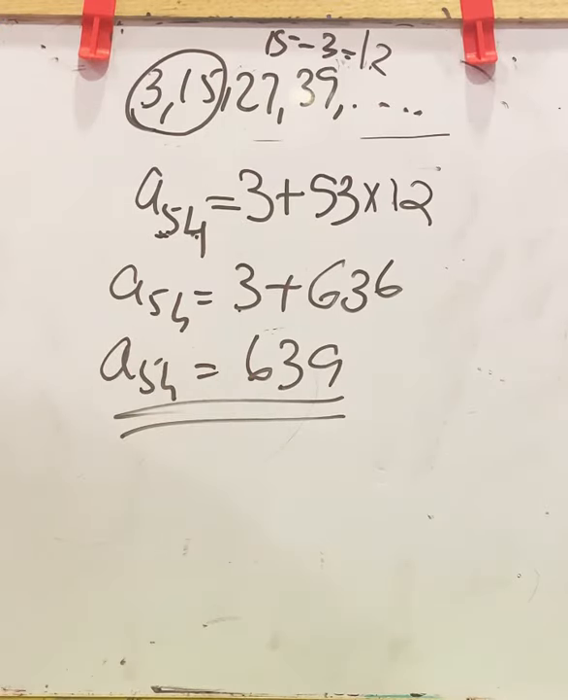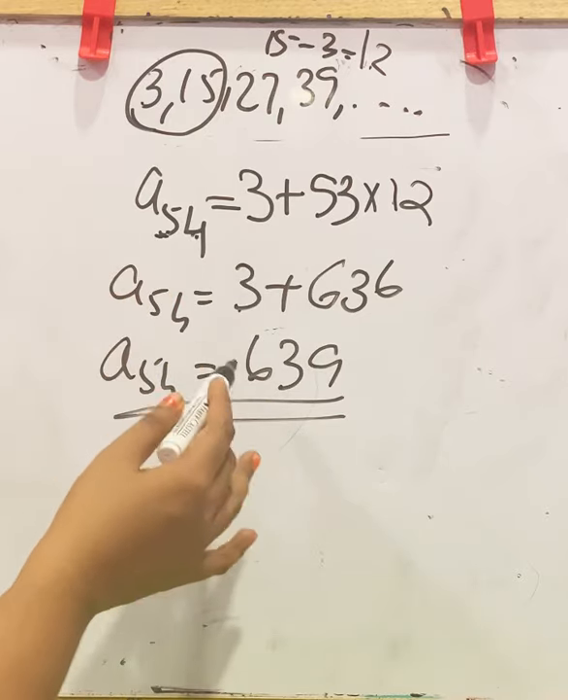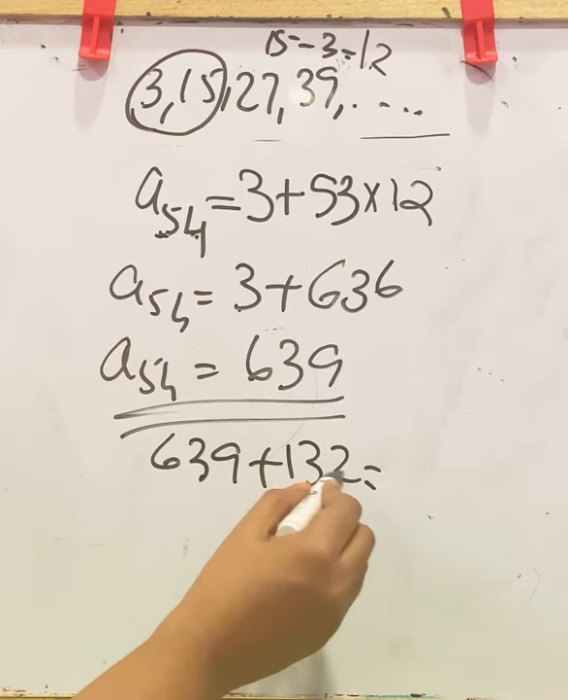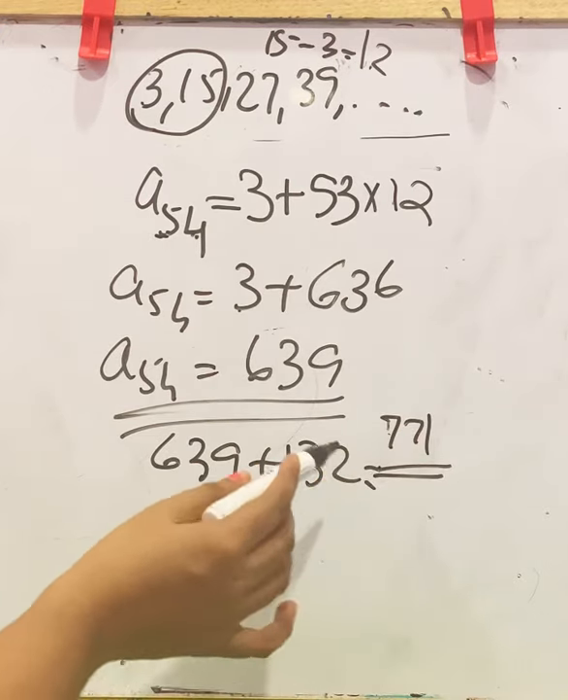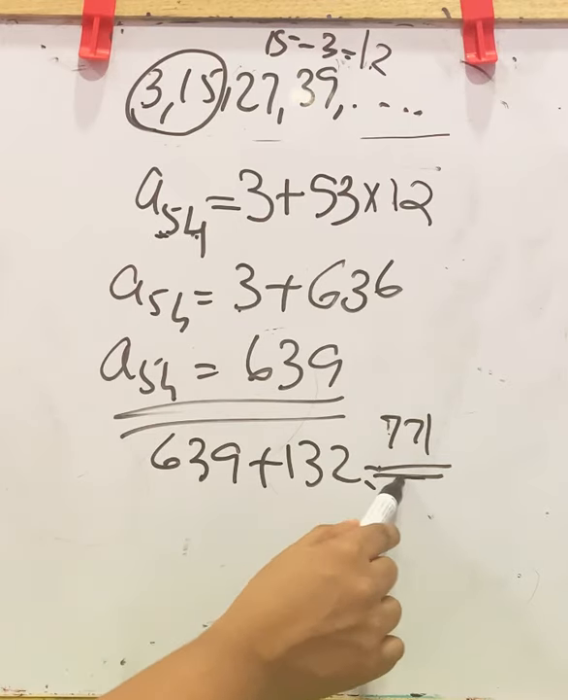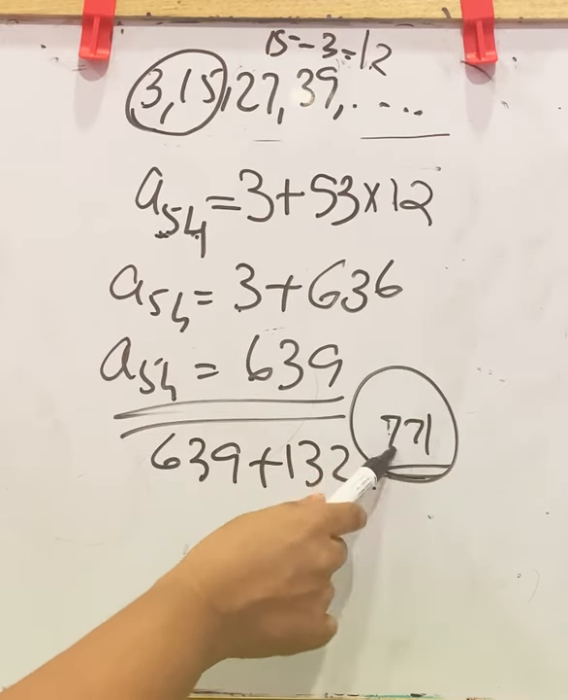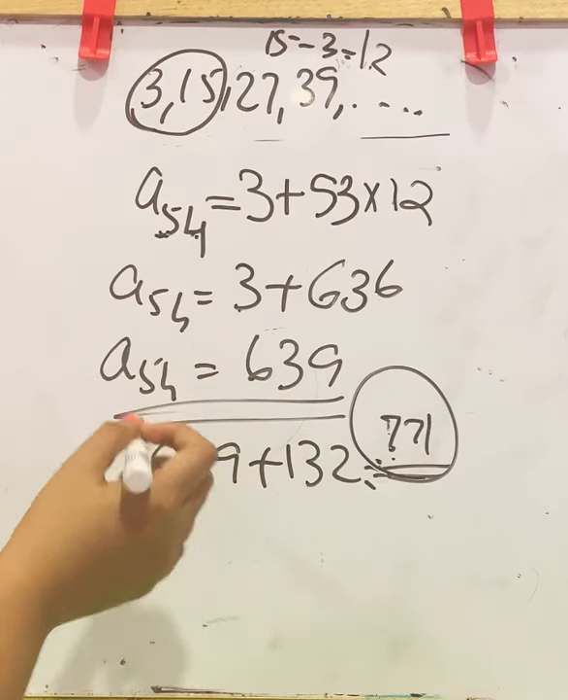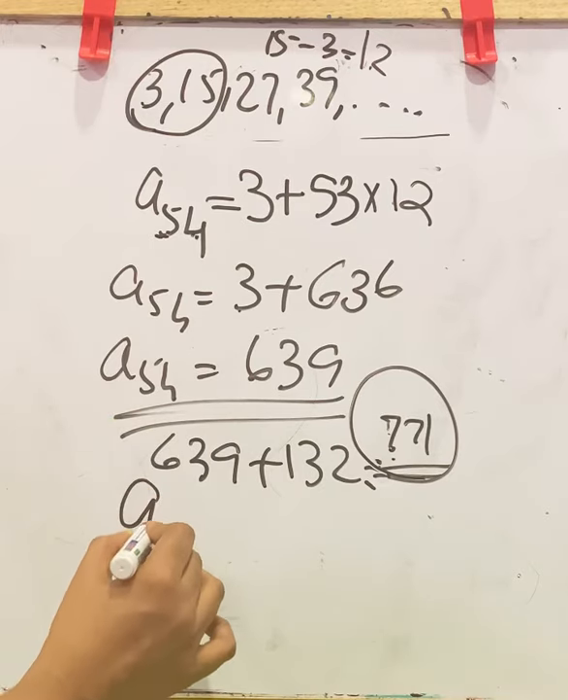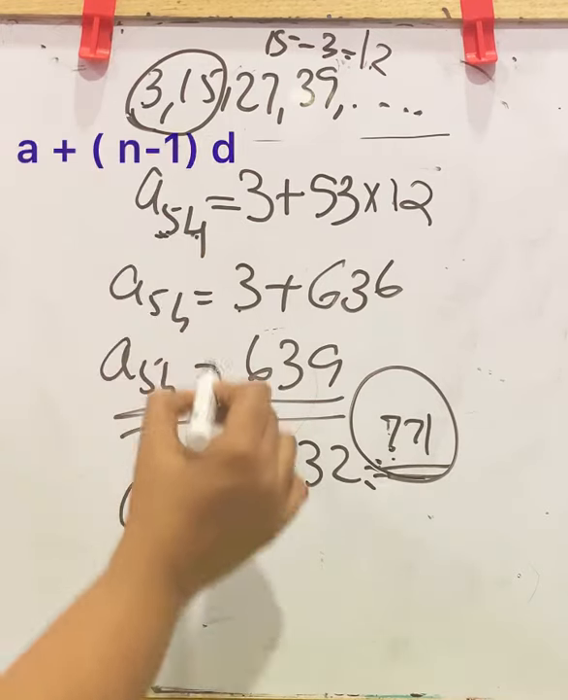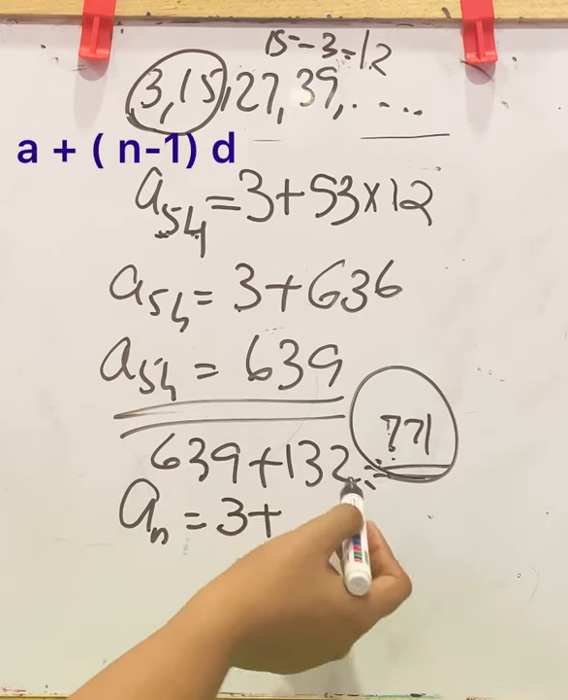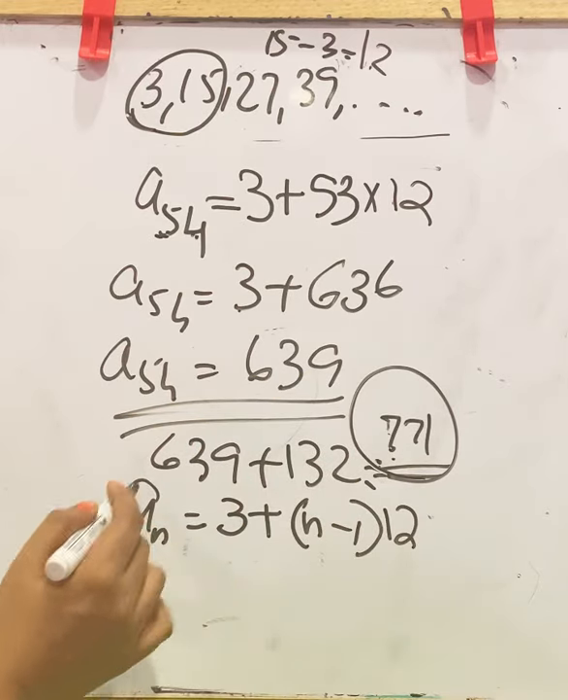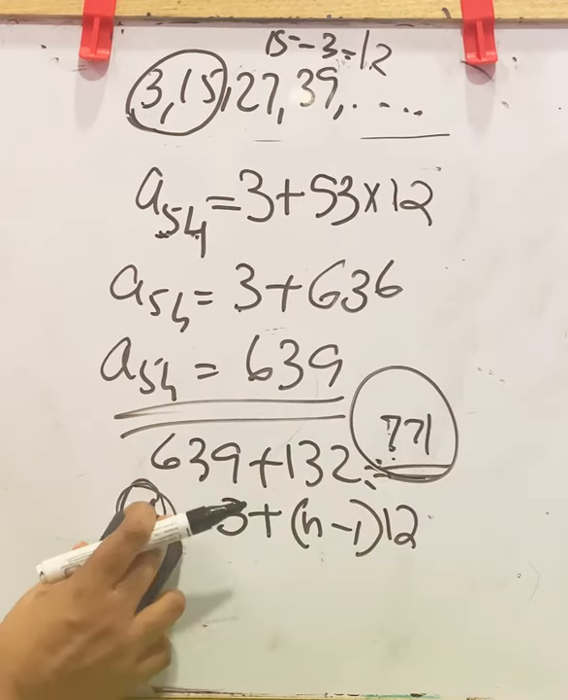Now you have to check what is 132 more than 639. You will add 639 plus 132. The result is 771. Now the question is you have to find which position or what is the term of 771 in this AP. So to find that, to find N, you will write AN equals A plus (N minus 1) into D, where A is 3. D here is 12. Here we know the nth term is 771.